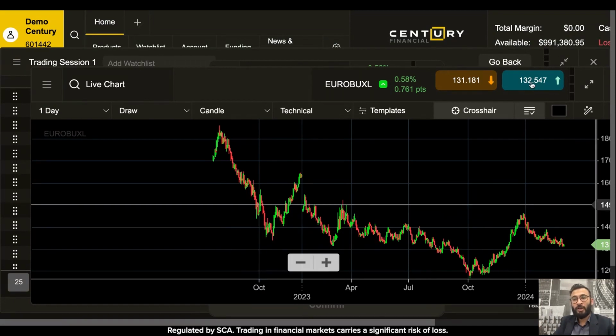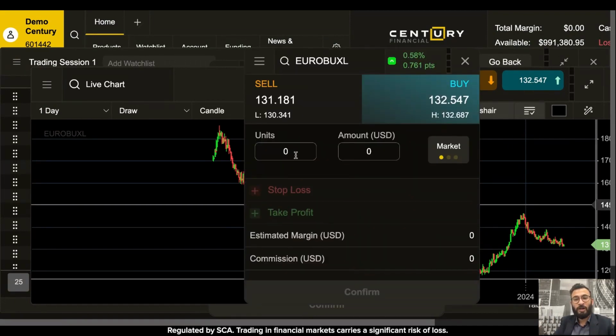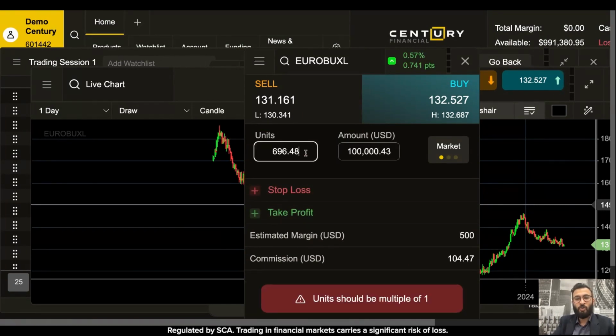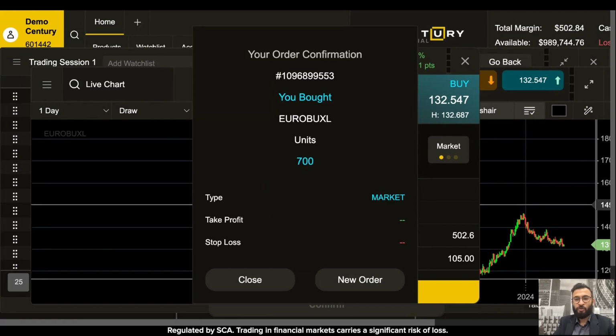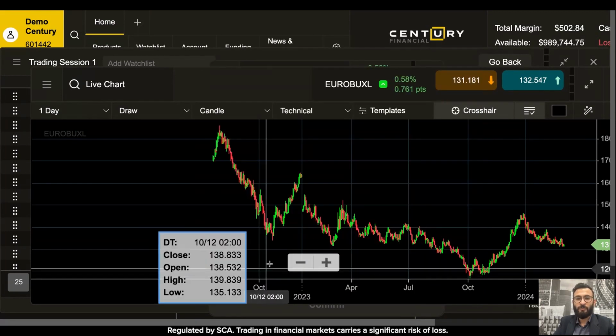So how do you take the trade? Click on buy, you get your order ticket, decide whatever your exposure is. If it is $100,000, write 100,000. You will get a quantity, let's say somewhere around 700 units for $100,000. Confirm, place your order, and it's done. So you bought 700 units of Euro Buxel at 132.